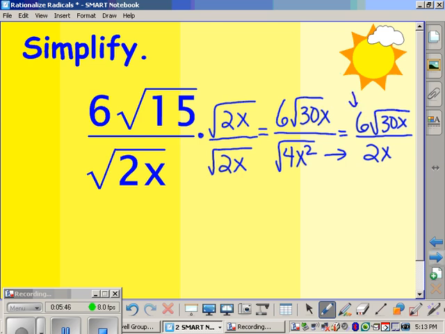Now, taking one last look, we look at the numbers that are not under the radical, and we can see that 6 and 2 can be further simplified. So 6 divided by 2 is 3. So our numerator will now be 3 radical 30x over just x. Now notice there is an x in the numerator and then in the denominator, but because one is under the radical and one is not, we cannot cancel out those x's. So that would be our final answer.